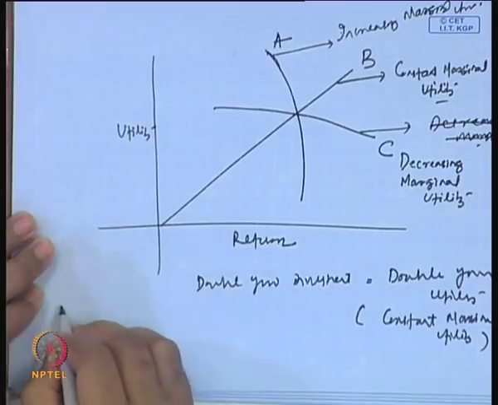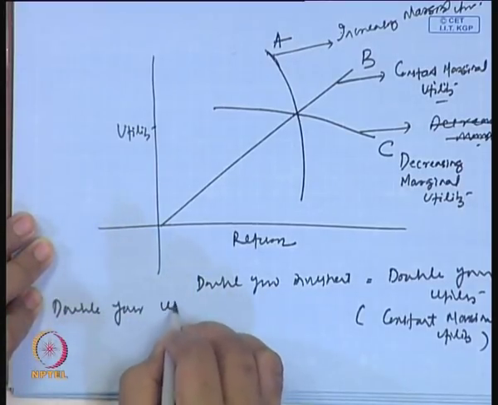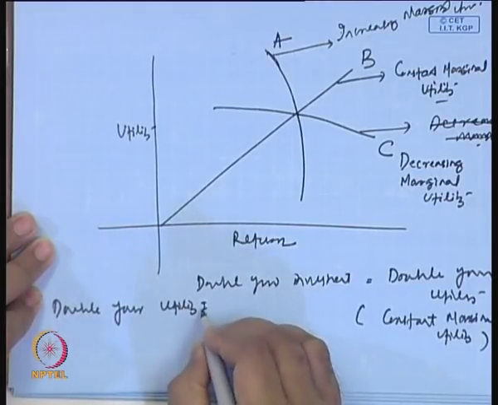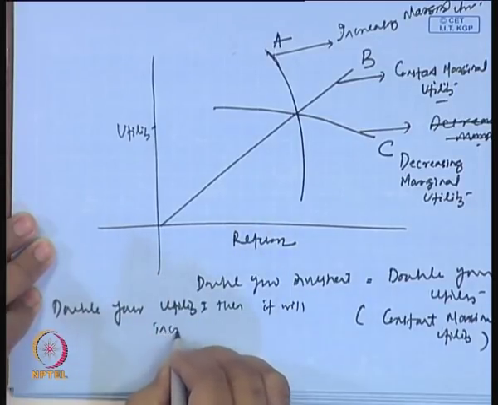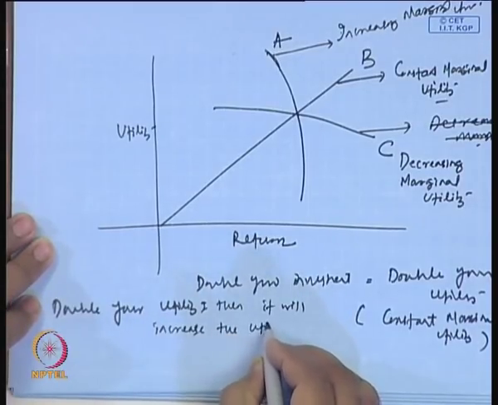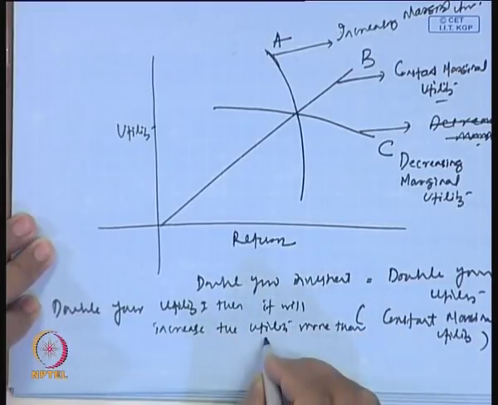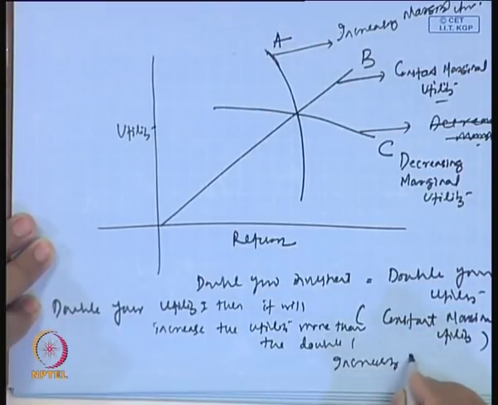If you double your investment and it increases the utility by more than double, then we call it increasing marginal utility.